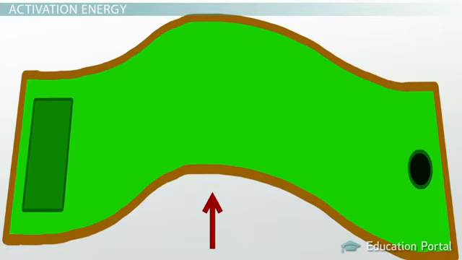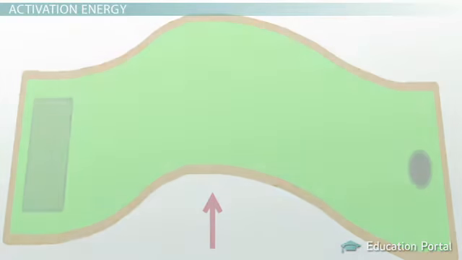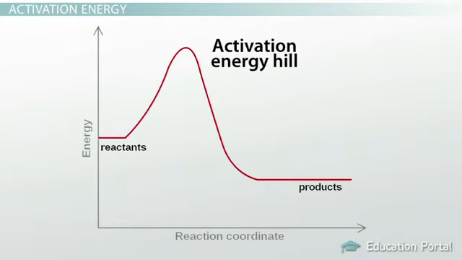Let's look at a graph of energy versus the course of a reaction. You can see this huge hill on the graph. The hill of energy that a reaction must climb is the activation energy hill. Now, activation energy will only get you so far. It gets you to the top of the hill.